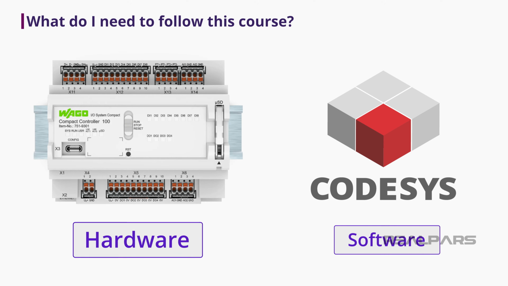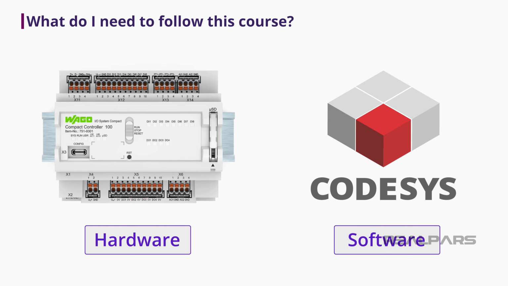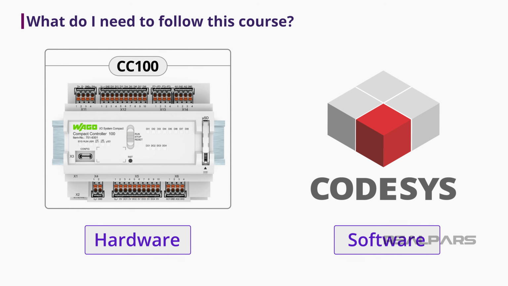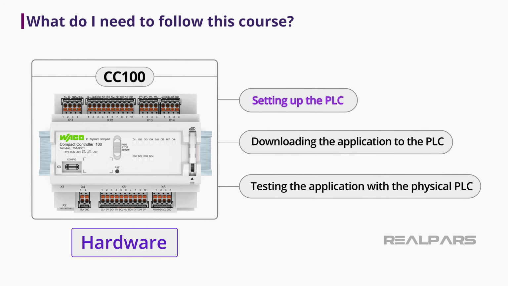In terms of hardware, there is a hardware section of the course that shows you how to work with the WAGO CC100, short for Compact Controller, PLC. This section explains the basics of working with PLC hardware, including setting up the PLC, downloading the application to the PLC, and testing the application with the physical PLC.